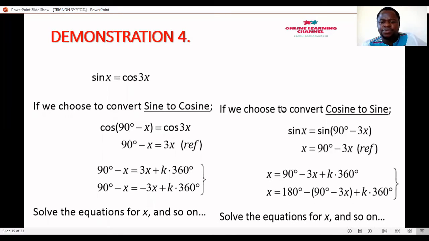This is simple. Or if you choose to convert cosine to sine, you will have sine x, which is equal to sine of 90 minus 3x. So now you just equate the angles. x is equal to 90 minus 3x plus k multiplied by 360. Or, because it's sine, x is equal to 180 minus 90 minus 3x plus k multiplied by 360, where k is an element of integer, and so on. You solve. You just choose here which method is good for you.